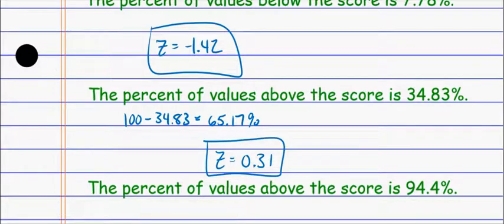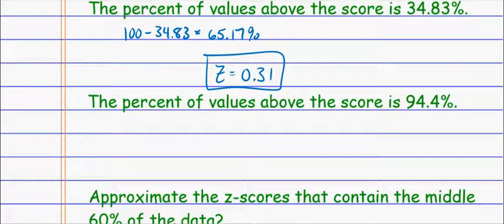Okay. If I look at the next one, same kind of thing. The percent of values above the score is 94.4. We need to translate that into, okay, well, what percent is below that score? So if above the score is 94.4, below the score is going to be 100 minus that, which is 5.6. Okay, so the percent of data values below the score now is 5.6. That's what I'm looking for on my Z-chart.